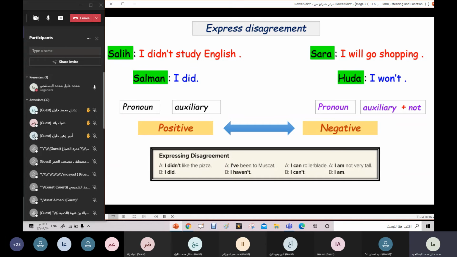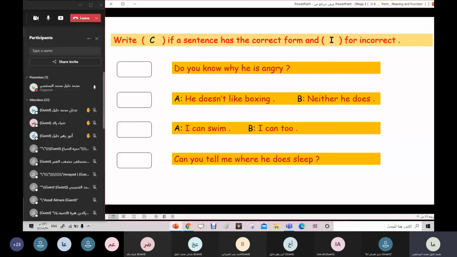Look at these sentences. What do you think? Do you know why he is angry? Is it correct or incorrect? Adnan? Correct. Good. He doesn't like boxing. Ria? He doesn't like boxing. Neither he does. That's incorrect. Good.